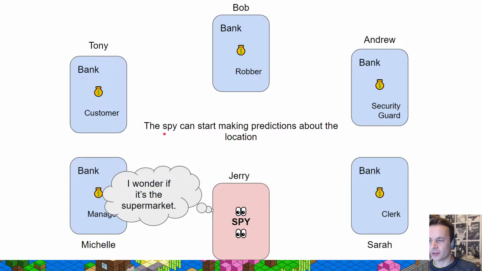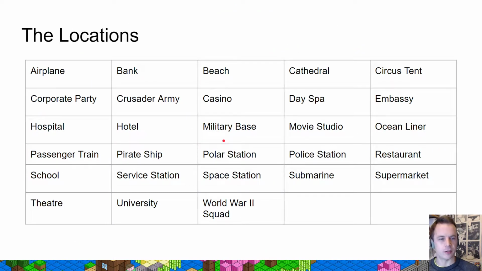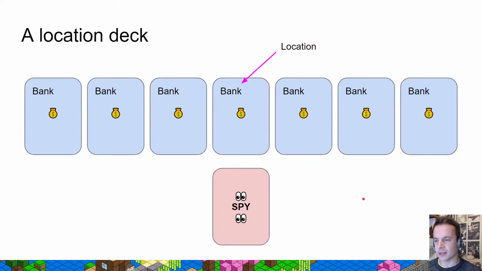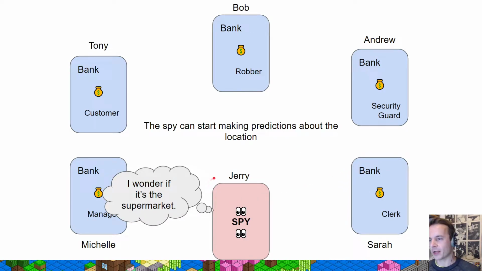Now Jerry, of course, the spy, can start to make predictions about where the location might be. Remember, there is a limited set of locations, and all the players can see this list. So Jerry is looking at this list, and he's saying 5 days a week? Definitely not the space station. It's not something you go to 5 days a week. Probably not the pirate ship. You can't have the weekends off if you're a pirate. So the spy is crossing out areas that they think are not the location. Jerry is saying, maybe the supermarket.